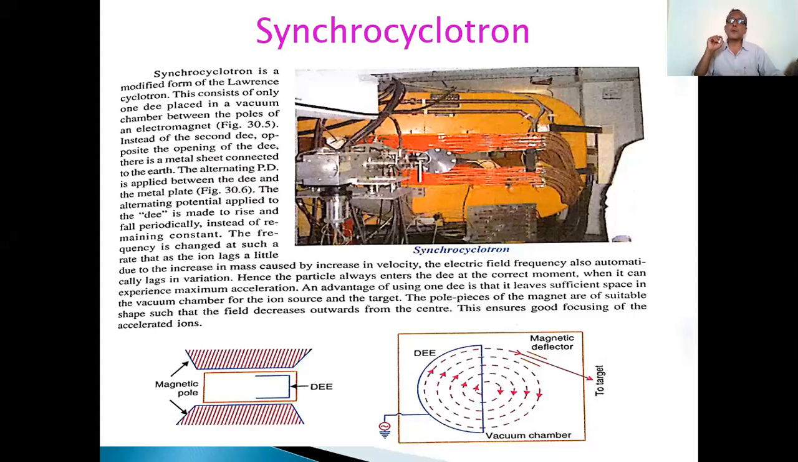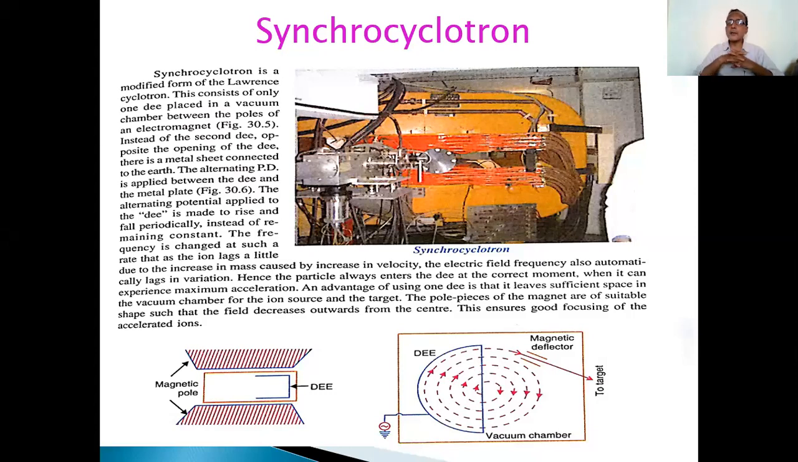Thank you. The synchrocyclotron is nothing but the modified form of the Lawrence cyclotron, and this consists of only one D. In the cyclotron, there were two Ds. You can see here in the figure also, instead of two Ds, there is only one D. And this one D is placed in a vacuum chamber between the poles of a strong electromagnet.